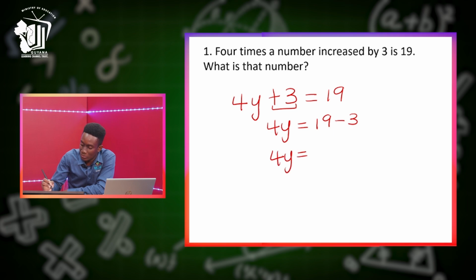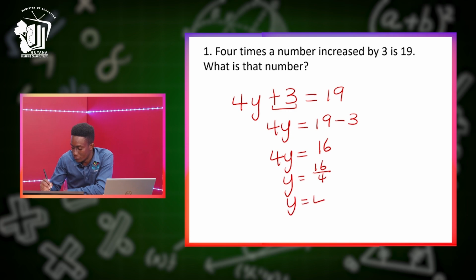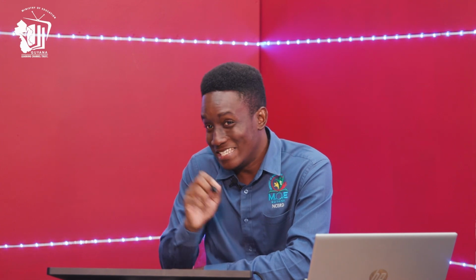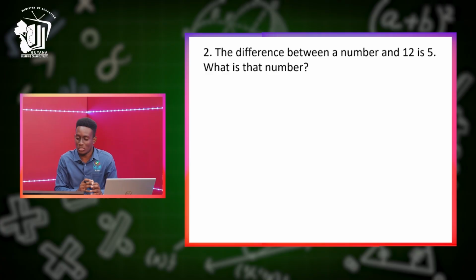4y would be equal to 19 subtract 3, which gives me 16. Hence, y would be equal to, so this 4 is multiplying the y. So when we take it over, it will divide. So 16 divided by 4. Hence, y is equal to 4. So 4 times a number, so let's see, 4 times 4 is 16, increased by 3, so 16 plus 3 is 19. So that statement makes sense. So we know we are correct. Let's look at another one.